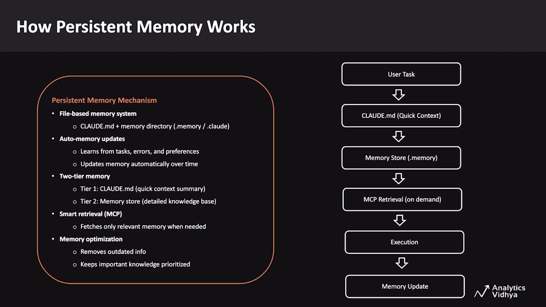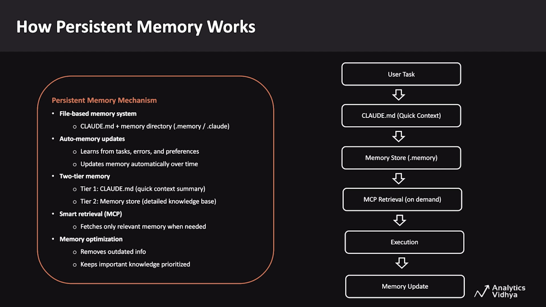Now, let's quickly understand what is happening behind the scenes when we talk about persistent memory. CoWork does not just remember things magically. It actually uses a file-based memory system. There is a file called claude.md, which acts like a quick summary of important project context. There is a larger memory store where more detailed information is saved. As CoWork works, it automatically learns. It captures things like patterns, fixes, and preferences, and updates this memory over time.